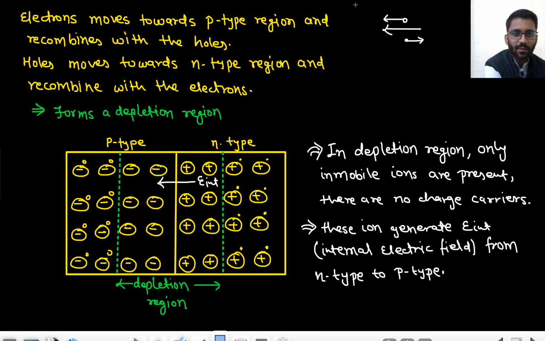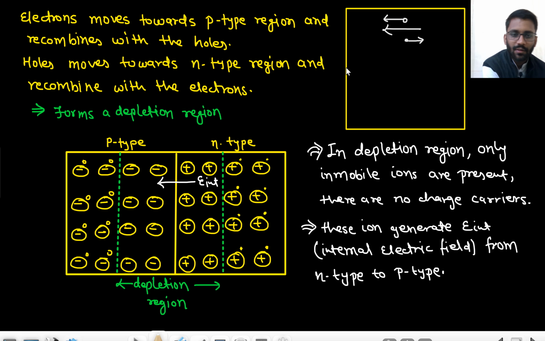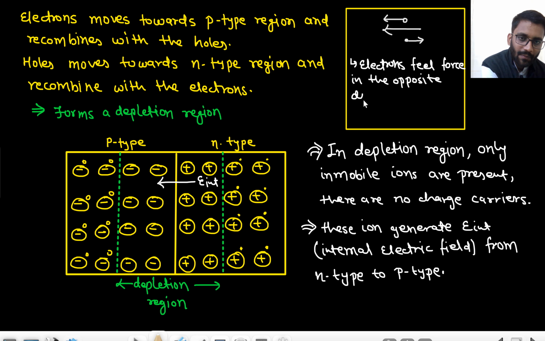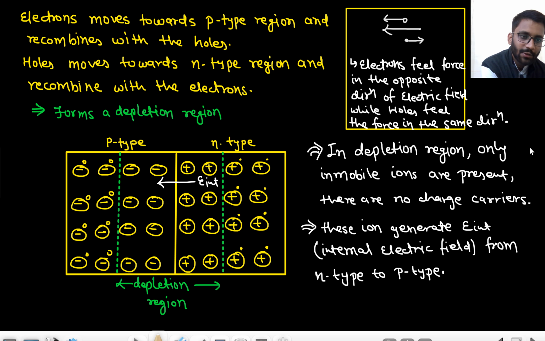So this is a note, okay. Electrons feel force in the opposite direction of electric field, while holes feel the force in the same direction. In the same direction, okay. So this is what you have to remember.